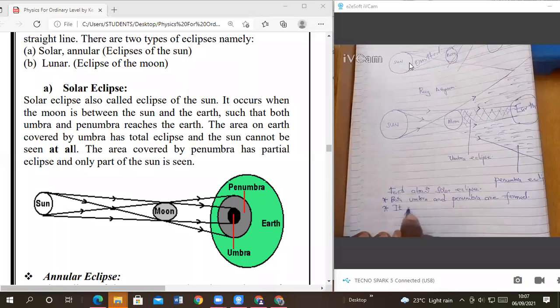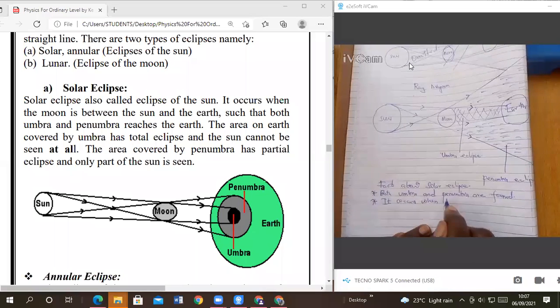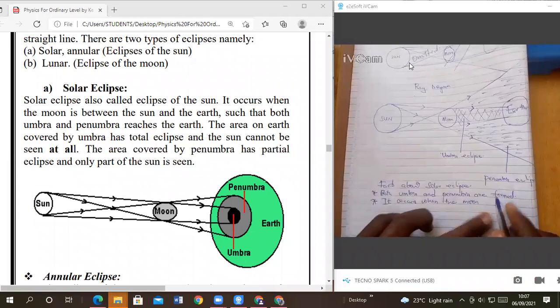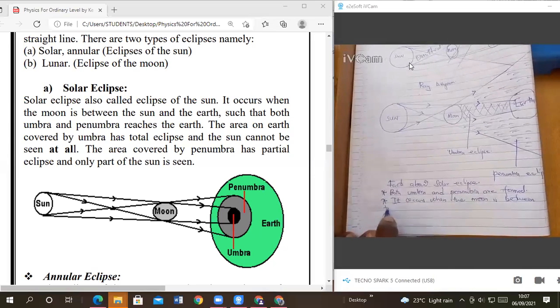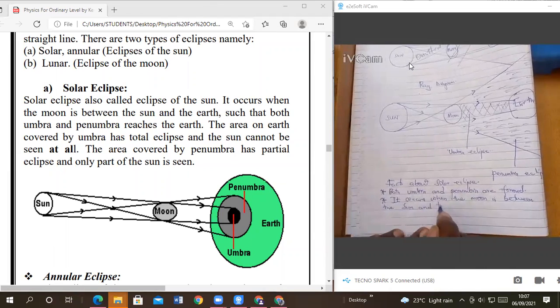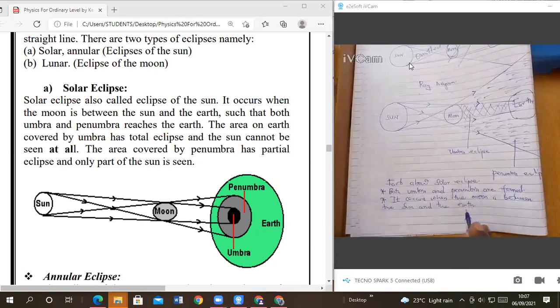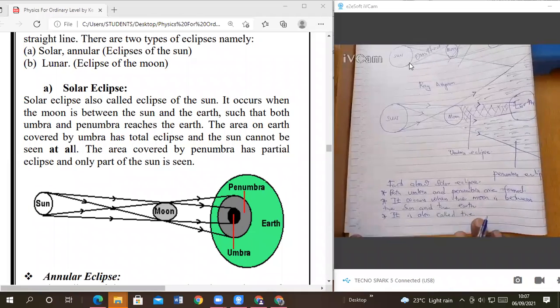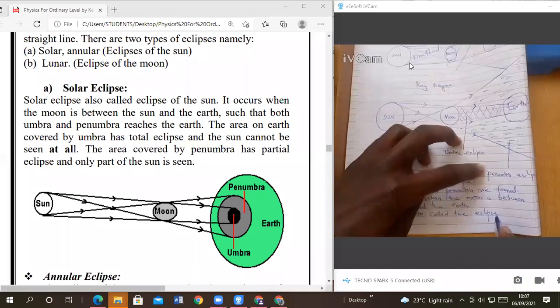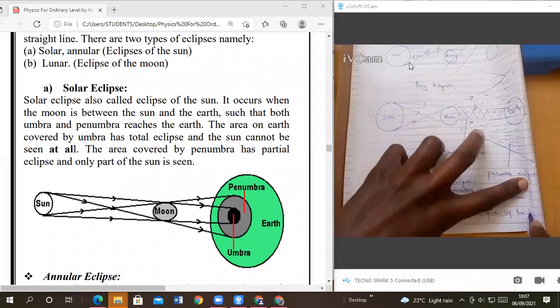The second one, it occurs when the moon is between the earth and the sun. That's another fact. What else? It is also called the eclipse of the sun. That's where the name solar comes from, okay?